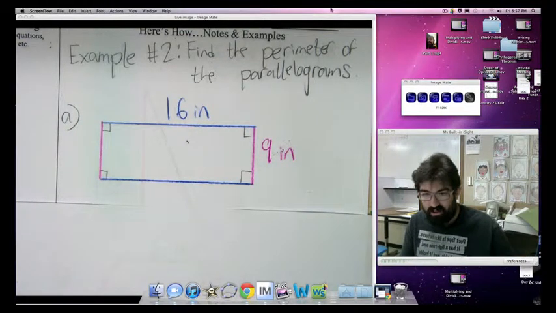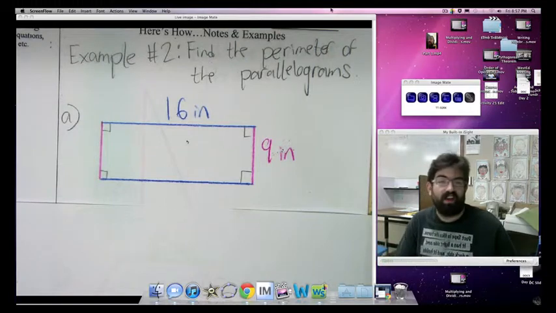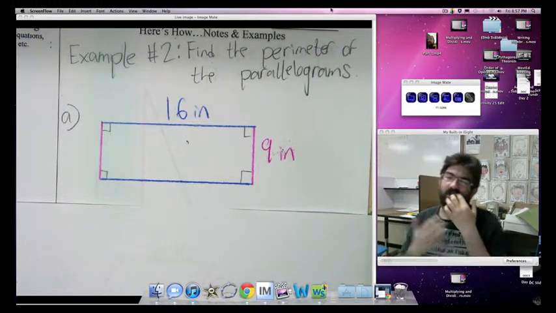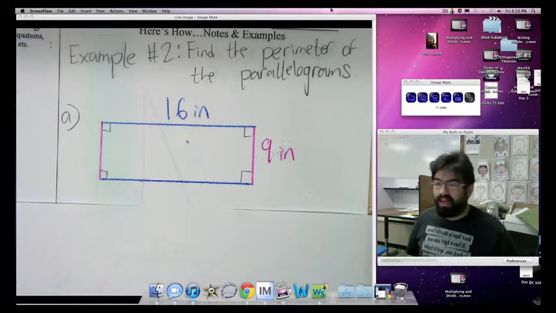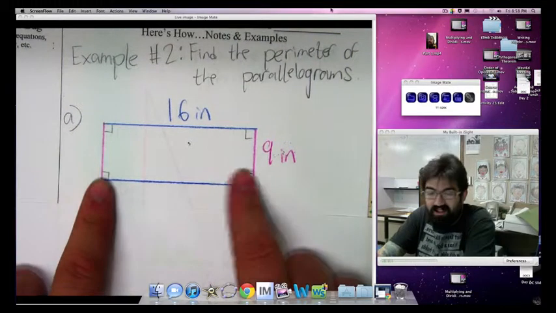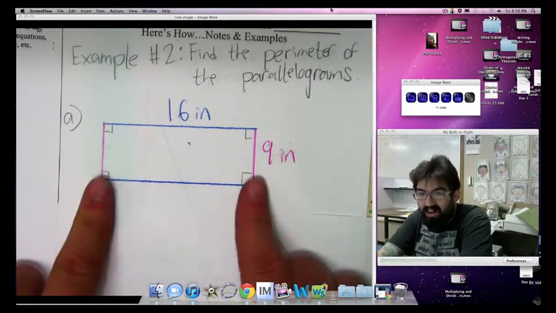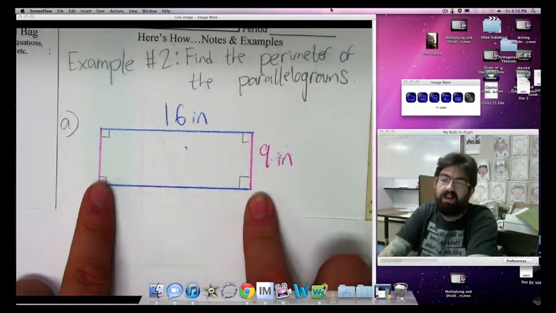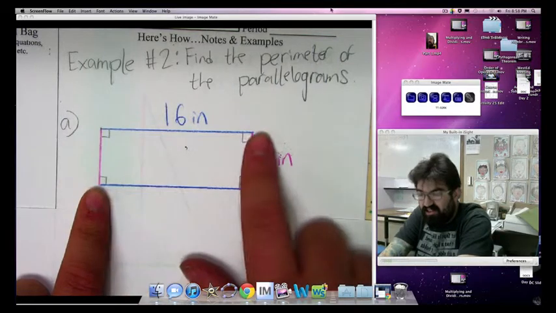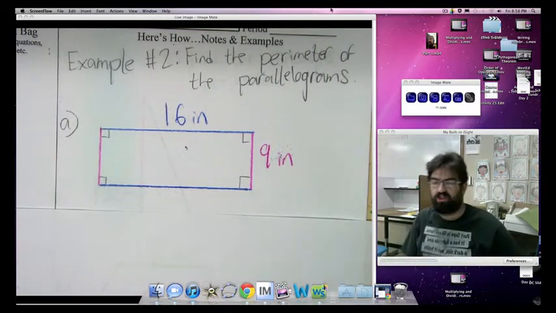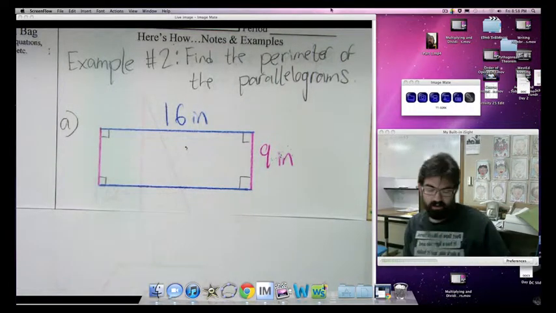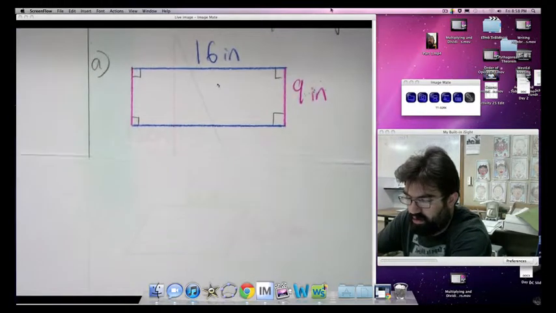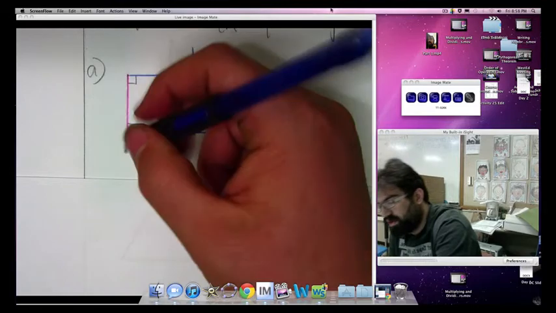Well, this parallelogram is clearly a rectangle, but I'm calling it a parallelogram on purpose. And you'll see why. Parallelograms have this special property that their opposite sides are congruent. So if this is 9, this has got to be 9 inches. And if this is 16 inches, that has to be 16 inches. So powerful. So here we go.